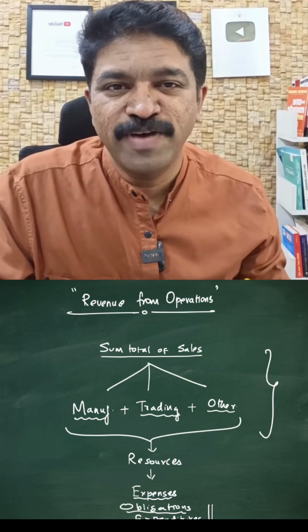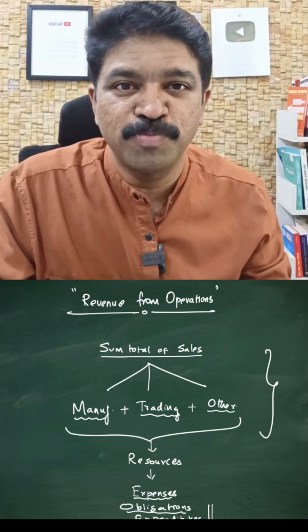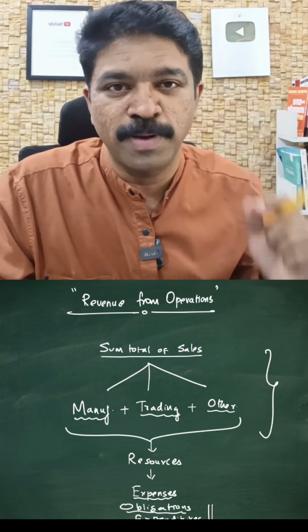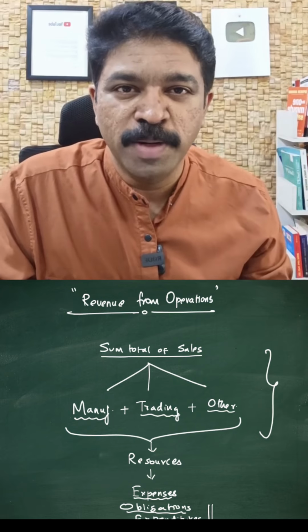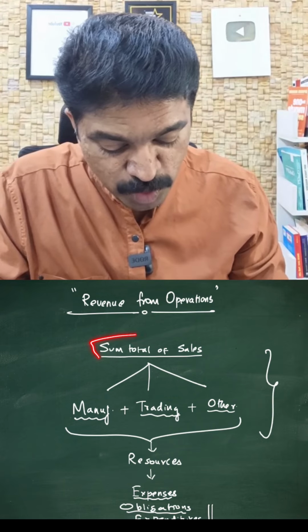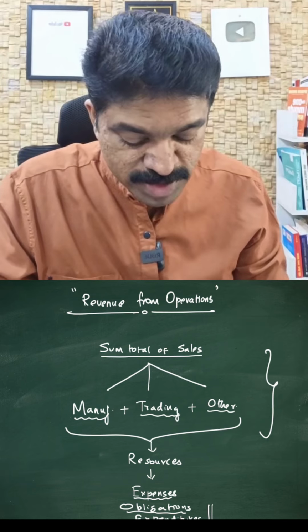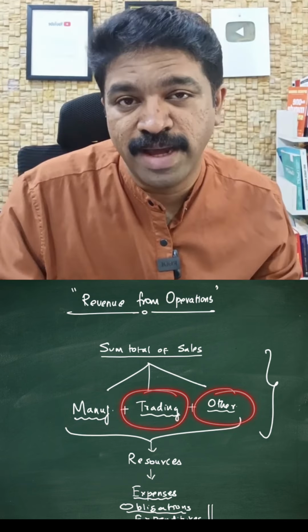When we analyze the financial statements, especially the income statement, that is the statement of profit and loss, our focus will go towards the top line, that is revenue from operations. So what do we mean by this? Revenue from operations is nothing but the sum total of sales which that entity has made out of its manufacturing activity or trading activity or any other activity.